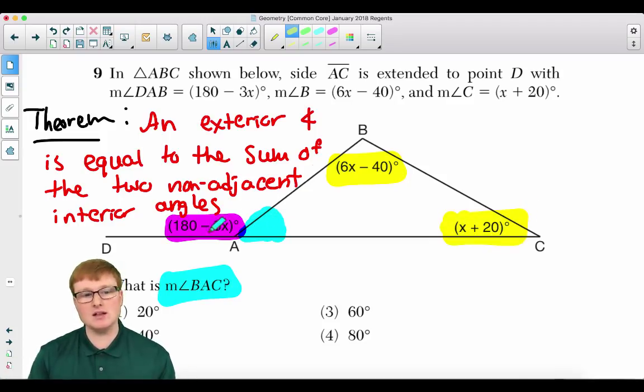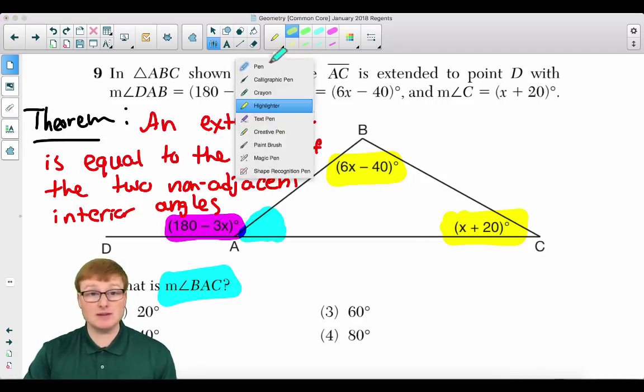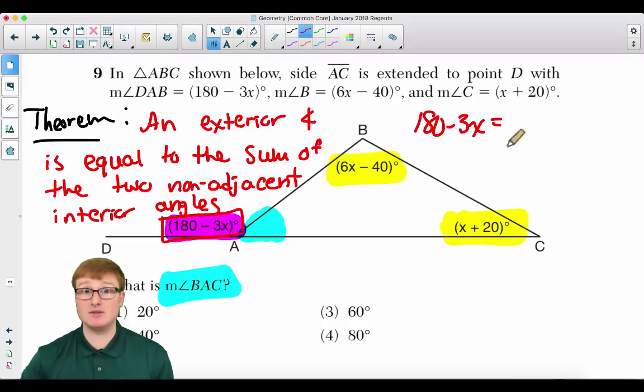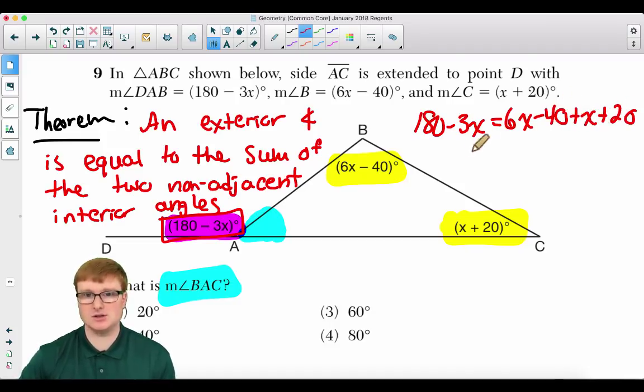You see how the blue angle is right next to the purple angle or the pink angle? Well, the yellow ones are the non-adjacent, meaning they're not next to that angle. So basically what you're doing is you're taking this 180 minus 3x and setting it equal to the sum of these two angles: 6x minus 40 plus x plus 20. Solve for x and you got your answer so far.